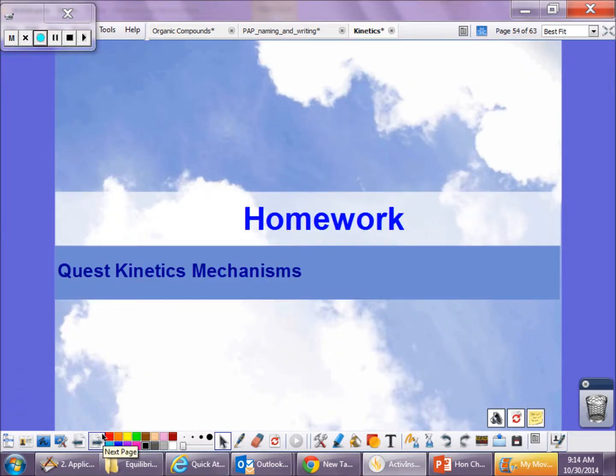Homework is quest kinetic mechanisms. Okay, quest kinetic mechanisms. So make sure you complete all your quests because you already have your free responses ready to go, and there is a test on your way coming up.